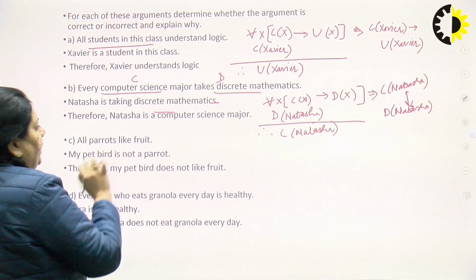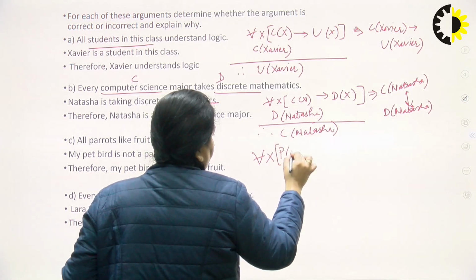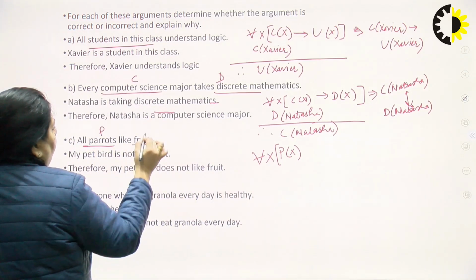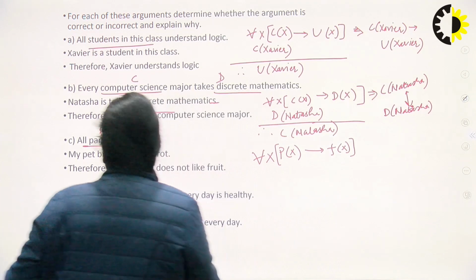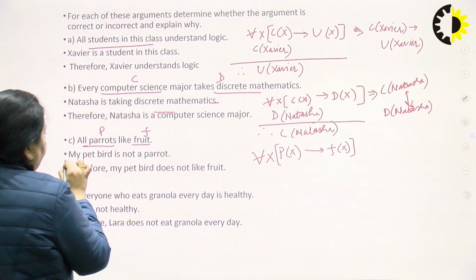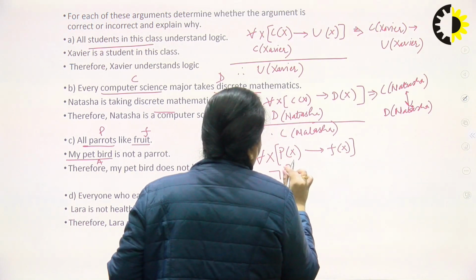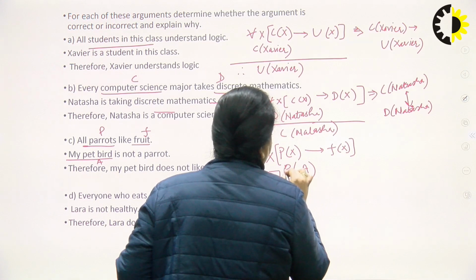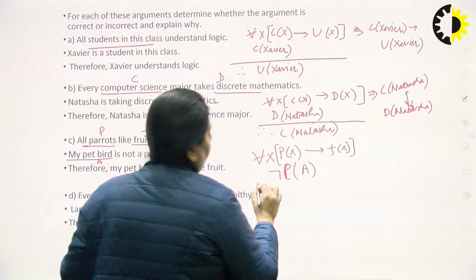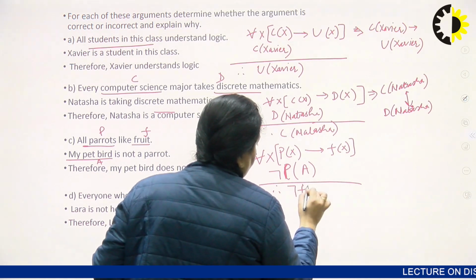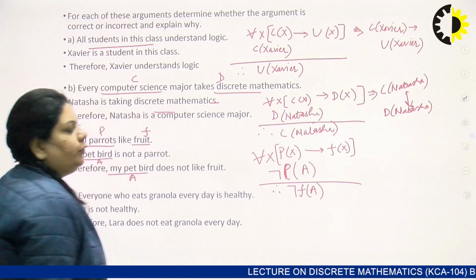Next one. All parrots like fruit. So, for all x, for parrot I am taking P(x), and for likes fruit, I am taking F. All parrots like fruits. Next one. My pet bird is not a parrot. For pet bird, I am taking A. So, not P(A). Therefore, my pet bird does not like fruit. Again, for pet bird, I have taken A, and not F(A), does not like fruit.